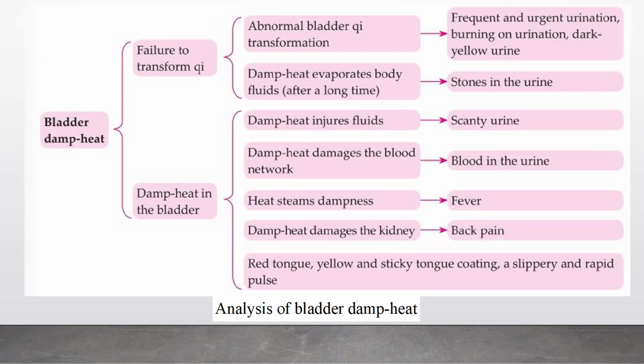Under bladder damp heat, if there is damp heat in the bladder, there could be damp heat that induces fluid loss resulting in scanty urine. Damp heat damages the blood network, resulting in blood in the urine. If heat steams dampness, there is fever. Damp heat damages the kidney, there is back pain. There's red tongue, yellow and sticky tongue coating, a slippery and rapid pulse.